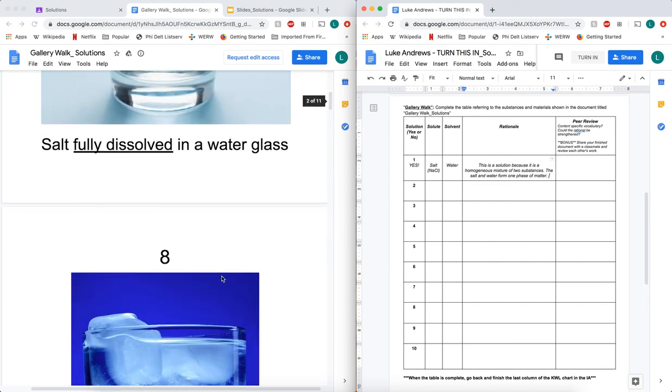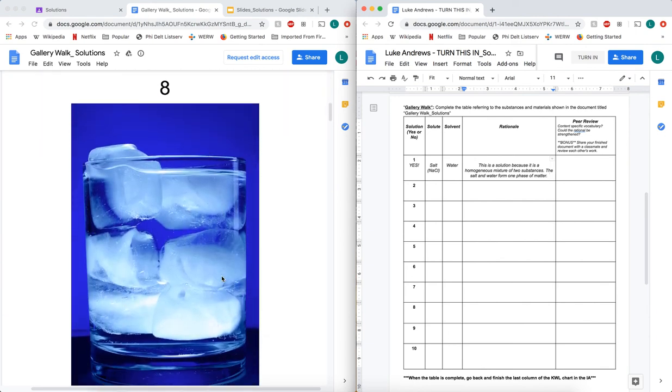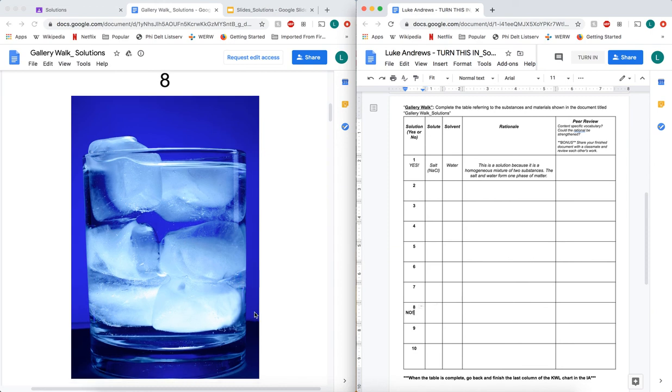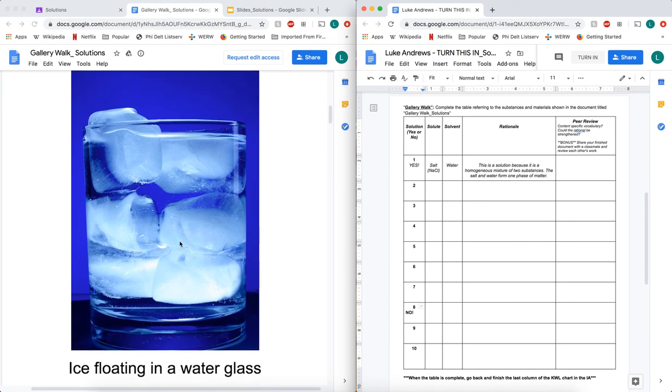So let's go to 8. Okay, they're out again, they're out of order. I'll fix this. If we go to 8, here's water. Is this a solution? Well, no. And there's a couple of reasons why. No, it's not a solution. We have ice floating in a water glass. Right off the bat, we have two different phases. So it can't be a solution because we have a solid and a liquid. It could be a mixture. A solid and a liquid can make a mixture because there's two different phases there, but it can't be a solution.